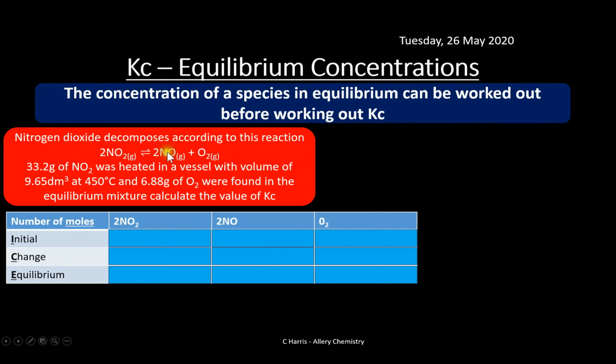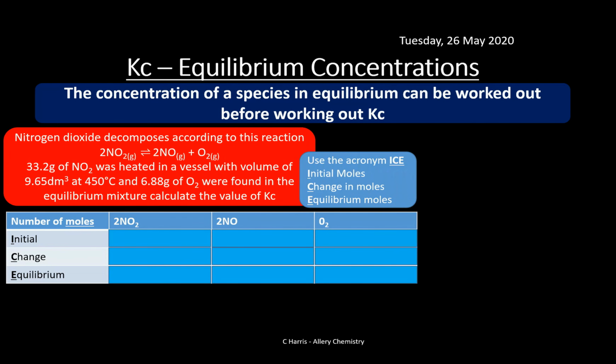But what we've been given is masses at the start. We've been given some of the masses of products as well. So we've got a range of different data here. So it's not just as straightforward as just putting it into our Kc expression and working out the value of Kc. Okay, so use the acronym. Like I say, we're going to use the acronym ICE. So initial moles, change in moles, and equilibrium moles. Okay, so ICE.